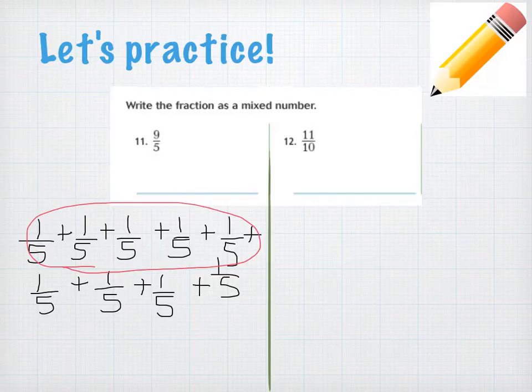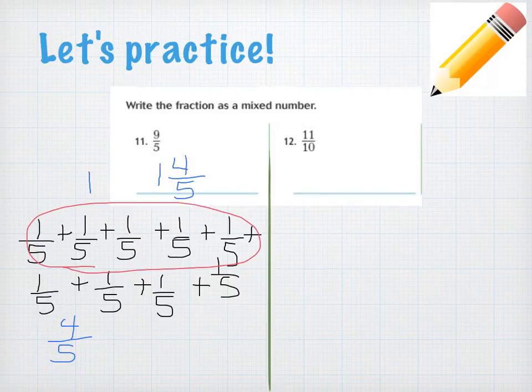Now I can add my pieces together. This is 1 whole. And I have 1, 2, 3, 4, 4/5 left over. So 9/5 is equivalent to 1 and 4/5.